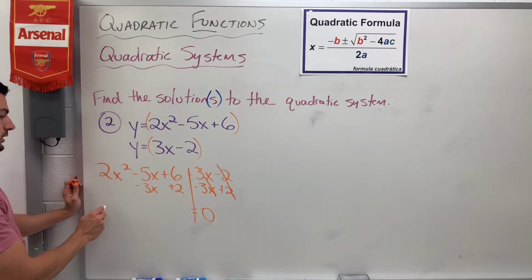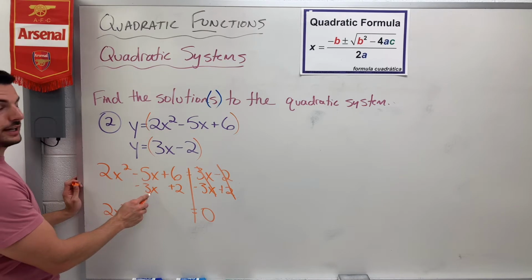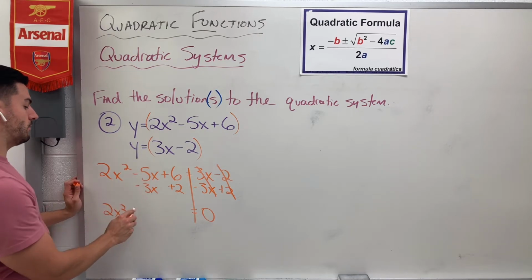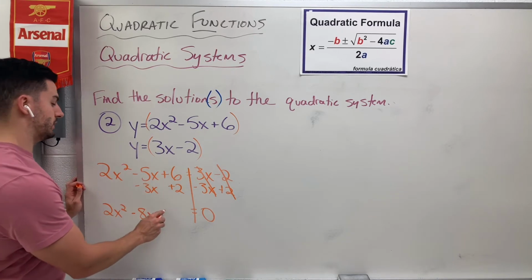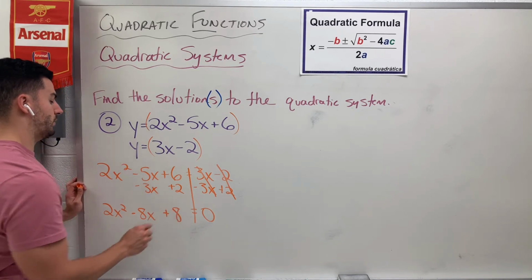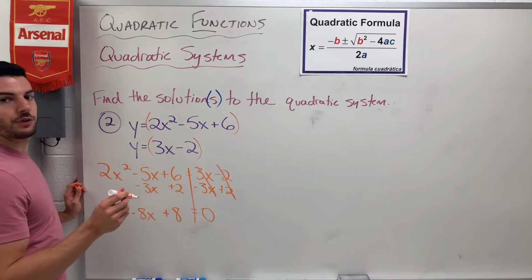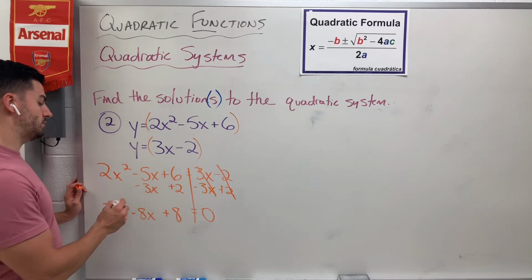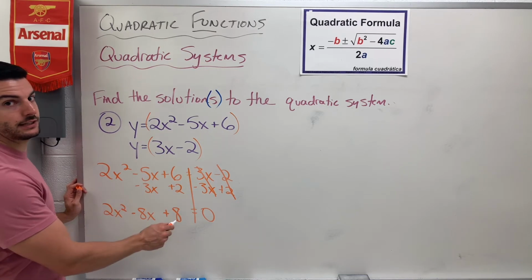And then over here on the left, I have 2x squared. I combine my x terms, so I have negative 5x minus 3x gives me negative 8x. And then I have 6 plus 2 gives me positive 8. So that is what I have here, okay? Something else I'm going to do right here, okay? You observe that 2x squared minus 8x plus 8.